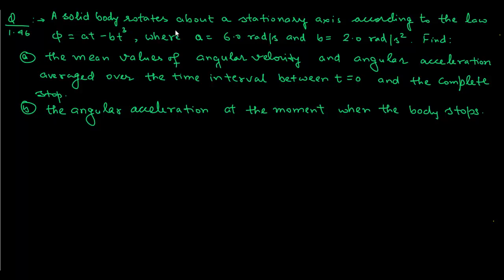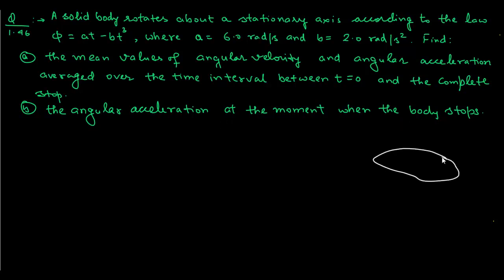A solid body rotates about a stationary axis according to the law phi equals at minus bt cube, where a is 6 radians per second and b is equal to 2 radians per second square. Find the mean values of angular velocity and angular acceleration averaged over the time interval between t equals 0 and the complete stop. And the angular acceleration at the moment when the body stops.